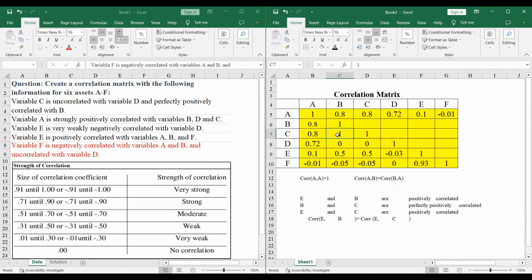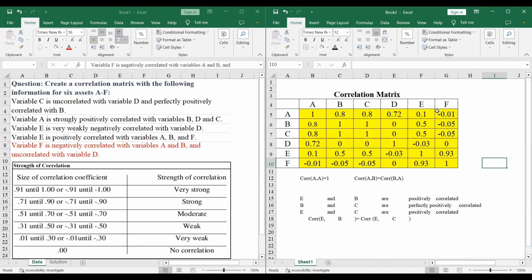B and C is 1. So B and C over here will be 1. B and D is 0. So B and D over here will be 0. B and E is 0.5. B and E over here will be 0.5. B and F over here is minus 0.5. So B and F over here will be minus 0.5. You can repeat the process and complete the entire table. In this way, we have our entire correlation matrix.